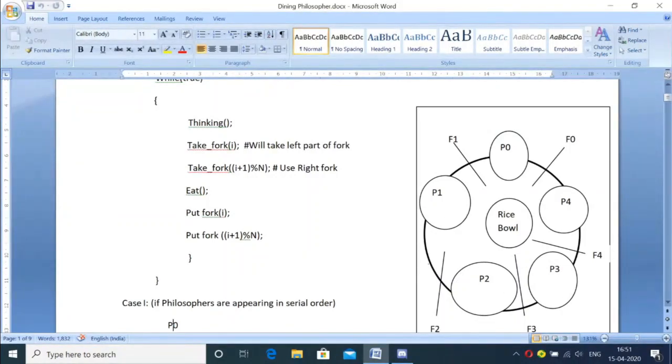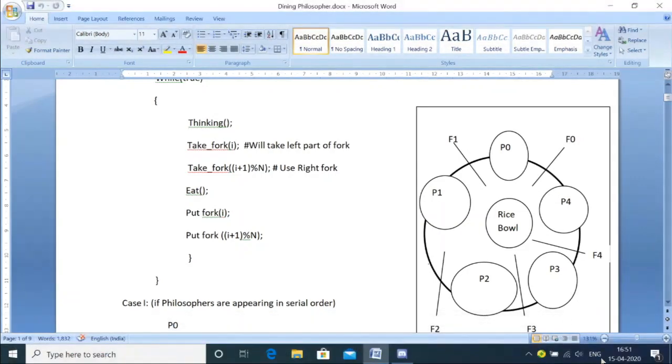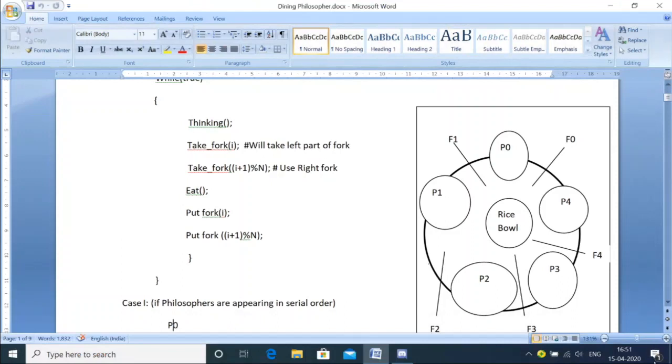Let us say we have a situation where there are five philosophers. That means a group of five people sitting at a dining table to have a bowl of rice. Each philosopher has a choice to take two forks. Fork here means the spoon to have the rice bowl.